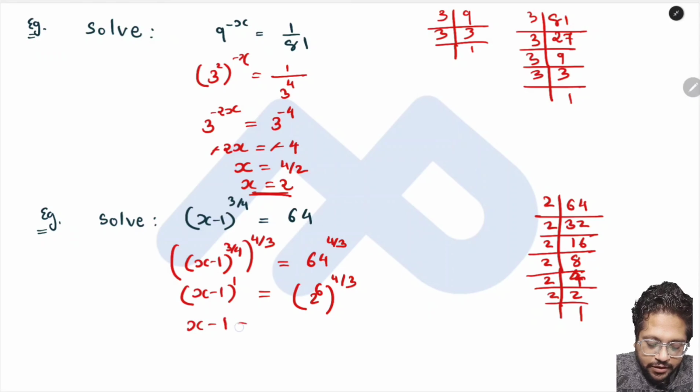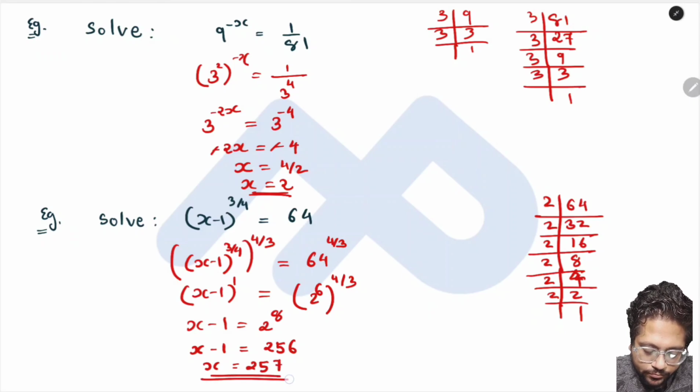So x minus 1 is equal to 2 raised to 6 times 4 by 3, since the powers are multiplied, and 6 times 4 by 3 is 8. So 2 raised to 8, and you can use a calculator here. Of course, it's a calculator kind of question, but I already know that 2 raised to 8 is 256. And this 1 will go in addition, so it will be 257. Clear? All right.